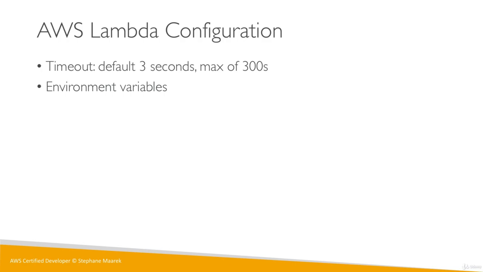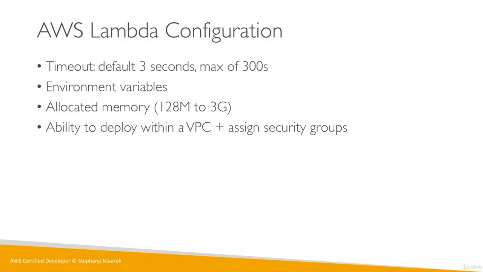We can also send environment variables, and we'll see this in a second. We can allocate memory, so we can say, I want to have from 128 megabytes of memory to 3 gigabytes of memory. Usually the languages that are memory heavy, such as Java, will need more memory to run. We're able to deploy within a VPC and assign security groups to our functions. So we're able to talk, for example, to our RDS instance deployed in a VPC by deploying a Lambda function in the same VPC.